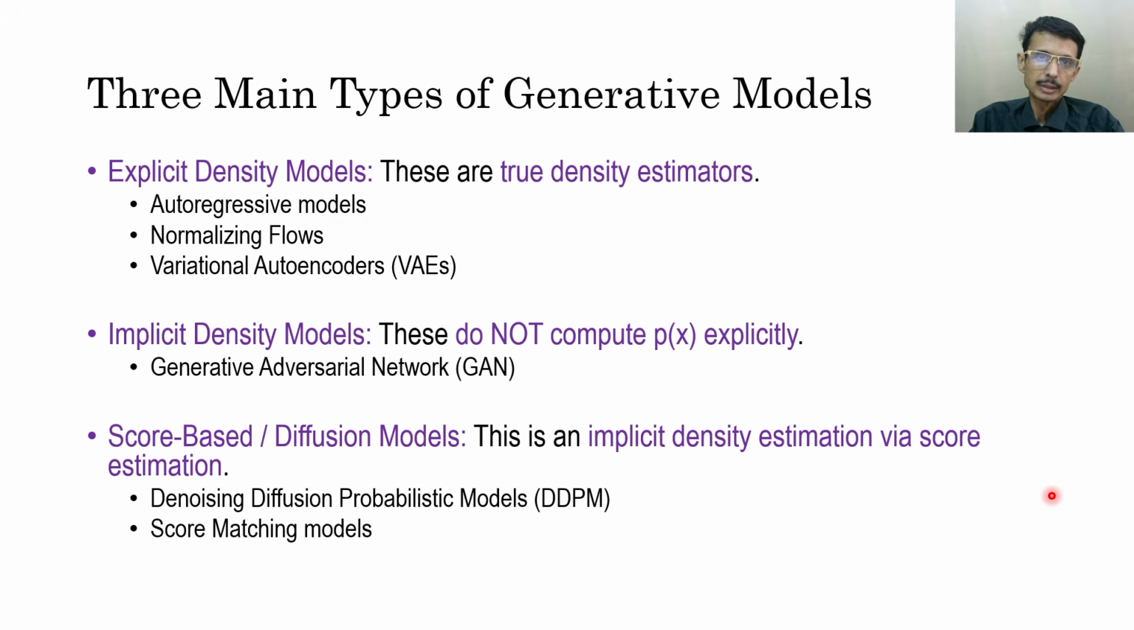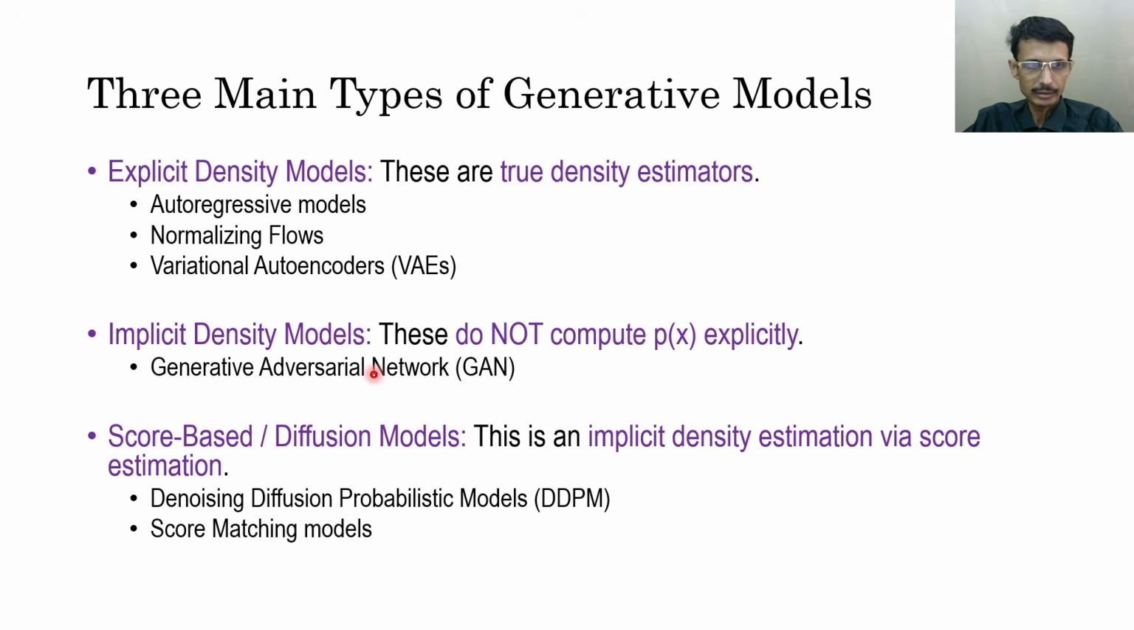Now, based on the way a generative model works, there are three main types of generative models, namely explicit density models. These are true density estimators. They really estimate the probability density of the observed samples. The particular models termed explicit density models are autoregressive models, normalizing flows, variational autoencoders, etc.